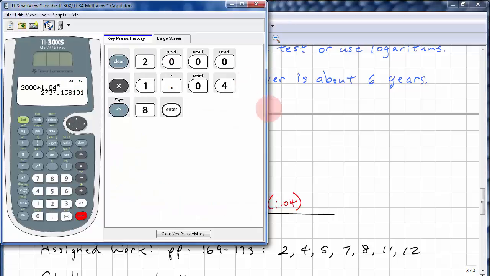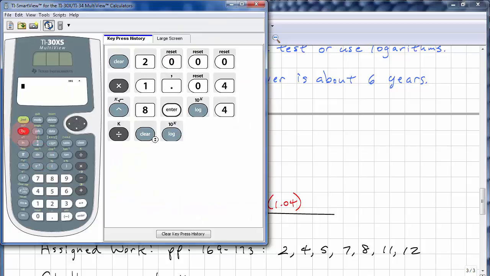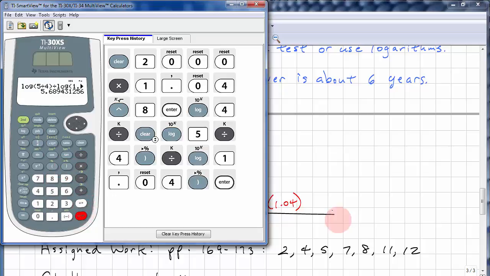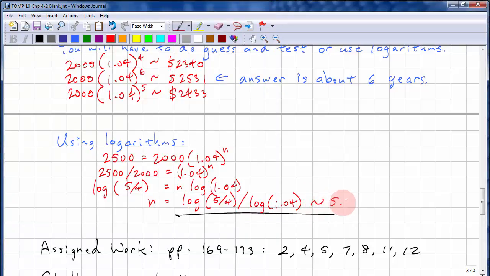So let's just do this on the calculator now. We have log 5 divided by 4 divided by log 1.04. And it gives us 5.7 years. Okay, this is an algorithmic way to do it rather than guessing and testing, and it gives us a very accurate answer. And if we look between here, 5.7 seems very reasonable.